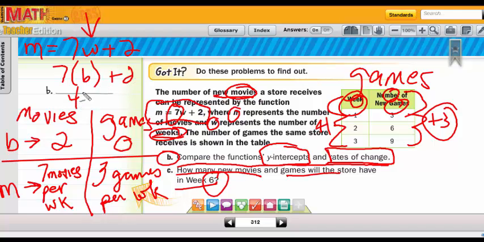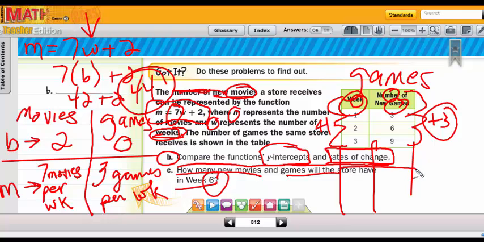7 times 6 is 42, plus 2 would be 44. So we're going to have 44 new movies. Okay, so in this case, we're going to look for week 6. Now we could put in the values here. We could continue this table. We could figure out the value for 4, and then 5, and then 6.